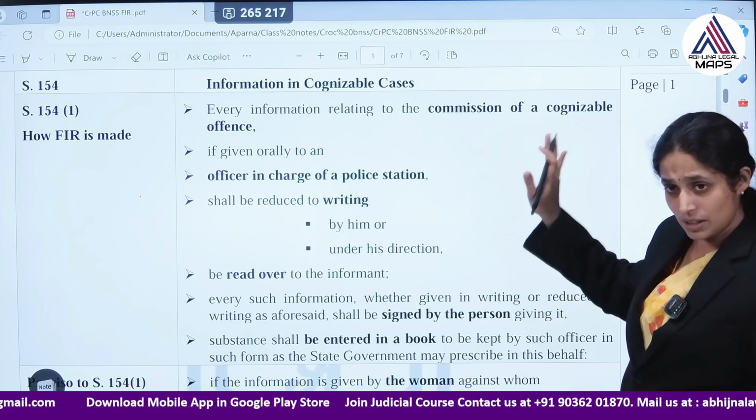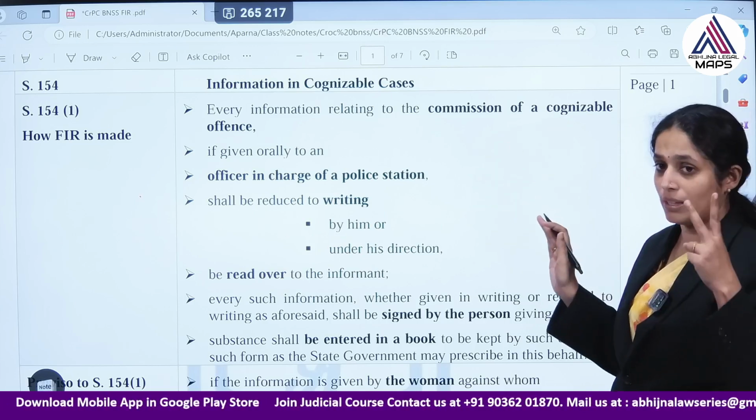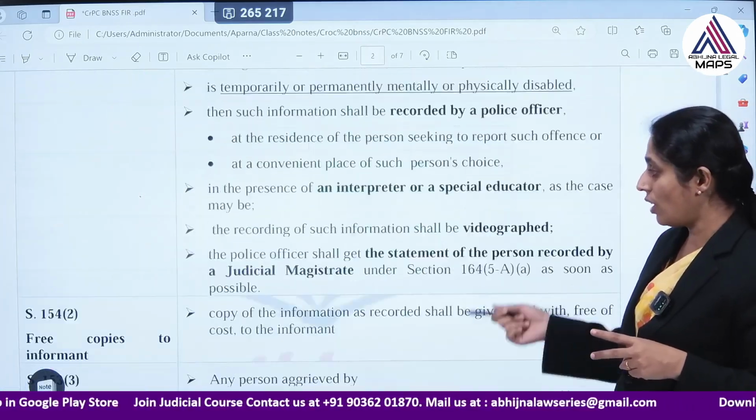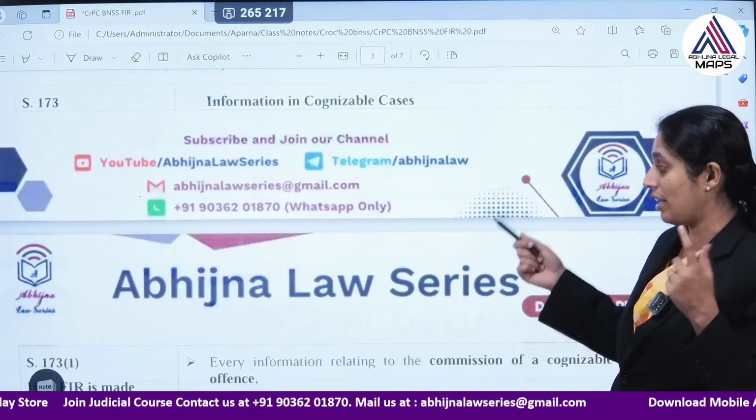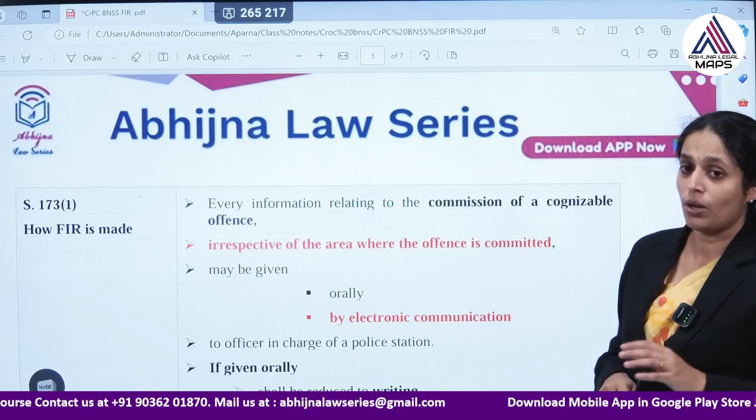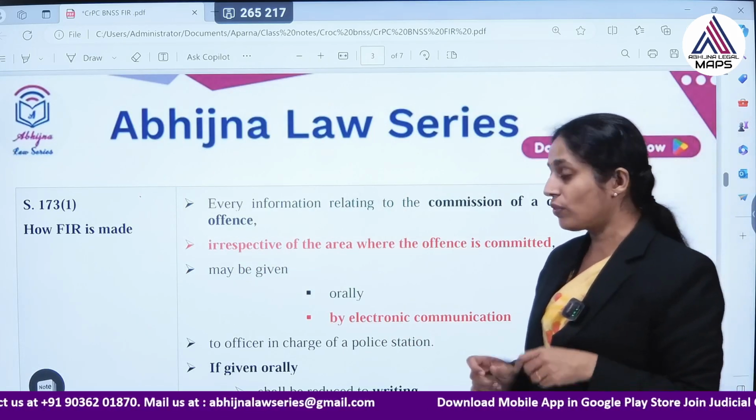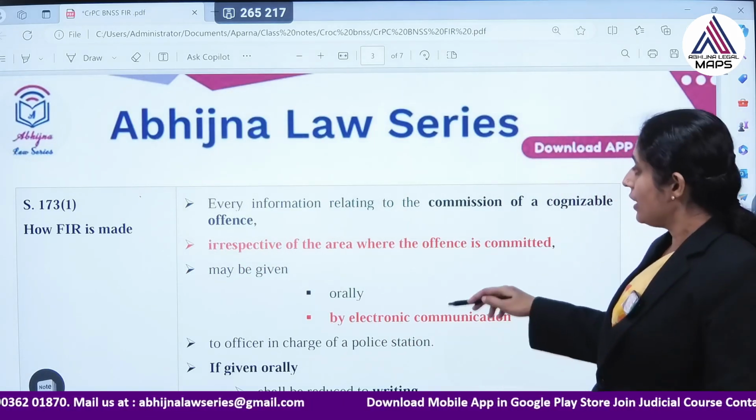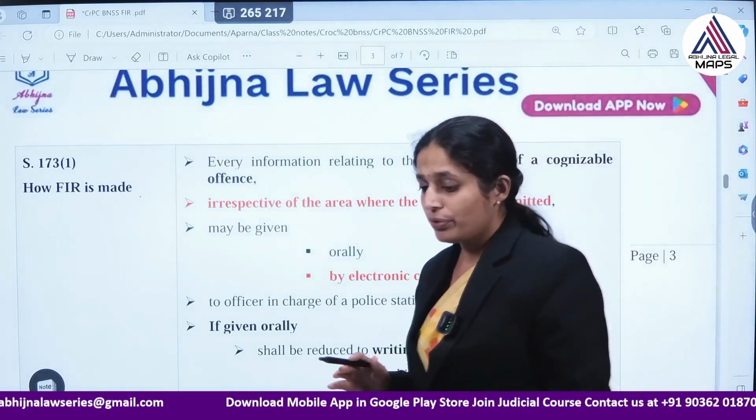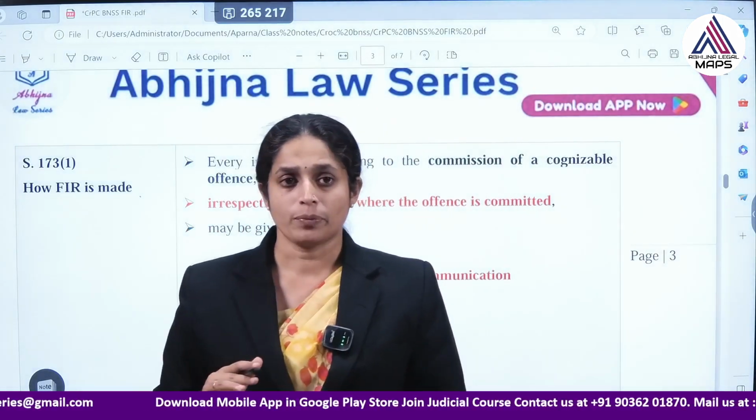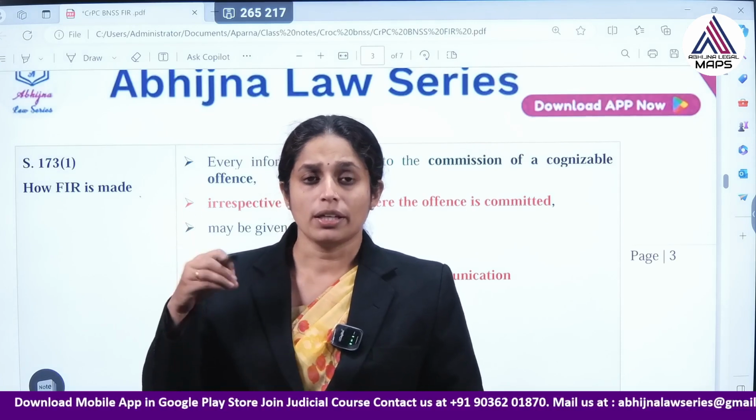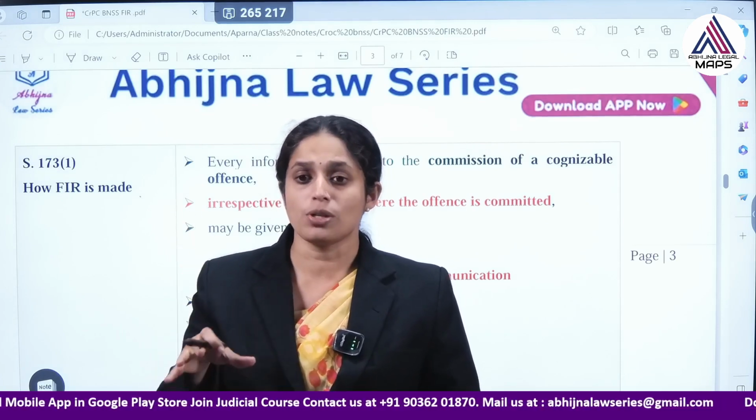Same thing has been given, except two changes have been made. They have introduced zero FIR, and also the concept of electronic FIR. So, two concepts have been introduced in subsection 1 of the new provision. They say that zero FIR is something where, irrespective of the offence being committed, you need not give the information only in the jurisdictional police station.